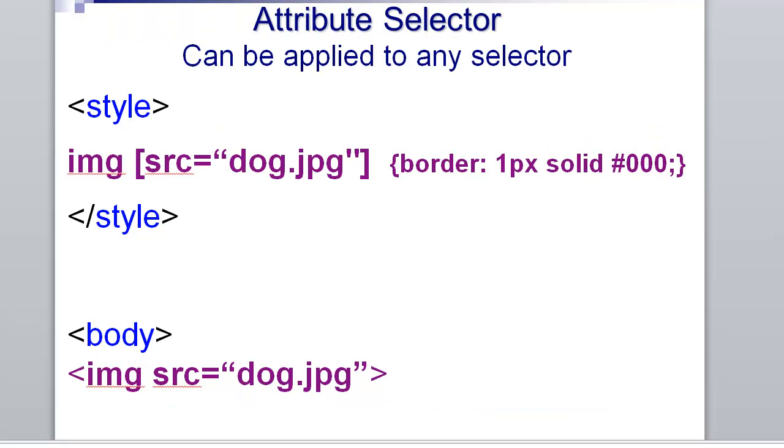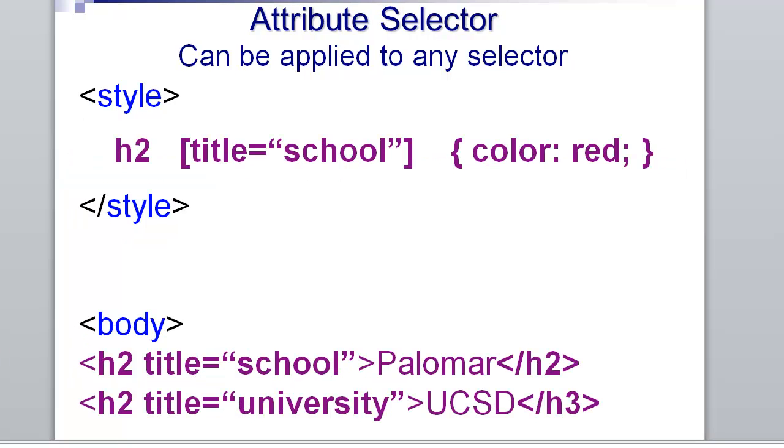Now, you might not want to apply a style based on any attribute. You might want to apply a style based on a specific attribute to a specific tag. For example, the image tag. Based on the source value, we might want to apply a certain border. So attribute value selectors can be very powerful also. Here's an example of applying a style to the H2 tag that has a title attribute that is directly equal to school. Notice it will only apply in the first instance. So we can apply an attribute selector based on a specific element.